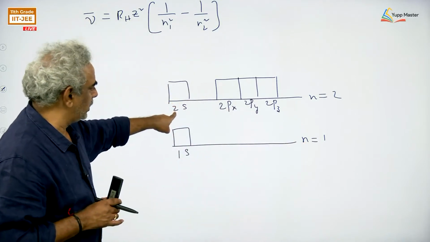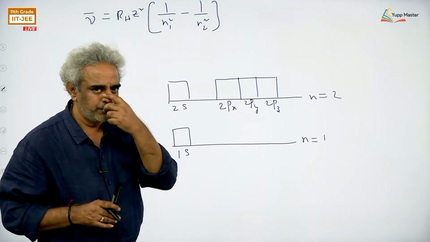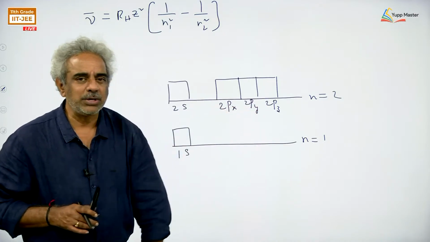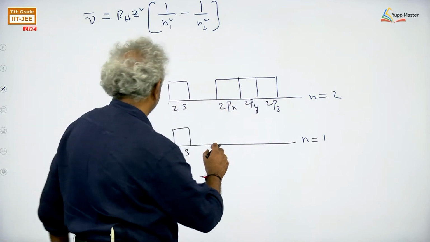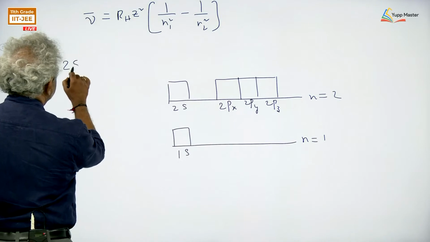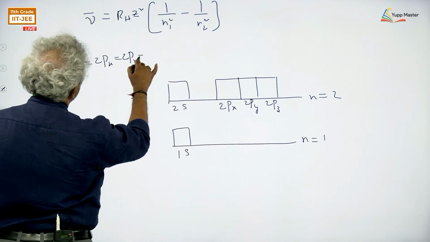What is the n value for this 2? The n value is 2. As long as the n value is the same, their energy will be the same. So the energy of 2s is the same as 2px, the same as 2py, the same as 2pz.